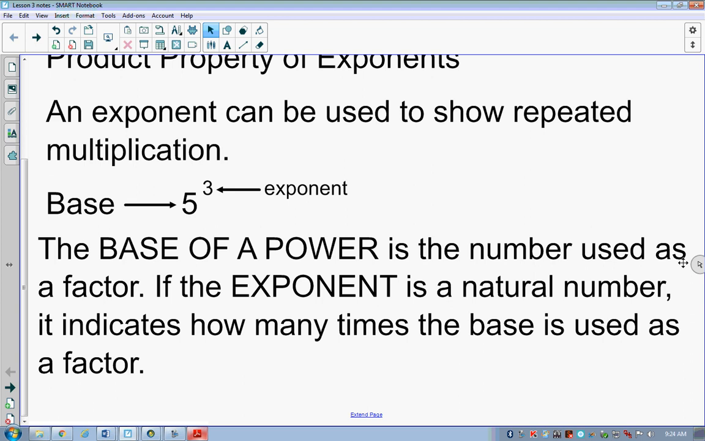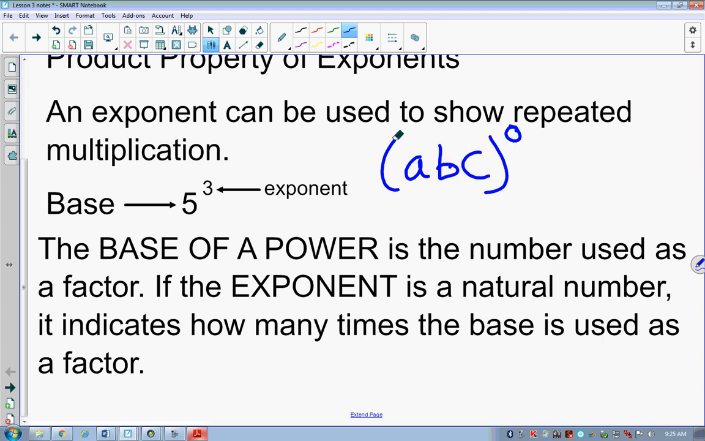And I'm going to ask a little bit of a different question here. What if I take a number, any number, no matter how big or how small, or even a variable for that matter, and raise it to the 0 power? Does anybody know what happens? It's always 1. It doesn't matter what I take to the 0 power. The answer here becomes 1.